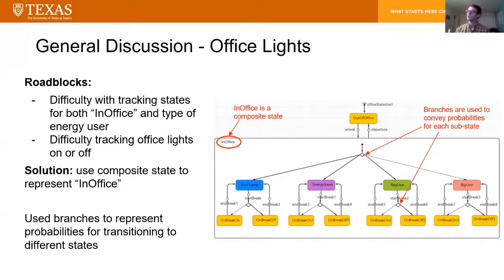And then we also were able to use the branching tool in order to represent the different agents being split off into those different energy usage states, as well as the different break types with the lights on or off in the office. And so we thought that these 2 tools were some pretty good things that we were able to incorporate in order to make our model more realistic and more simplified than what we may have otherwise had to do.